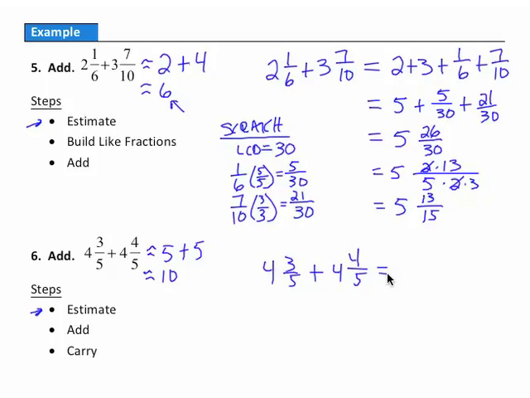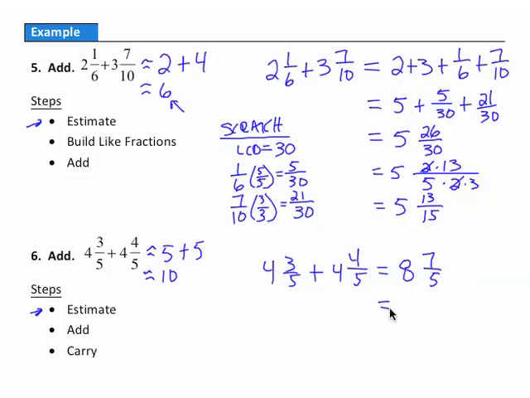Now let's calculate the actual answer. Well, let's go ahead and add the whole numbers. 4 plus 4 is 8. Now I have like fractions here. 3/5 plus 4/5 is going to give me 7/5. But you'll notice 7/5 is an improper fraction. So I need to actually convert that into a mixed number.